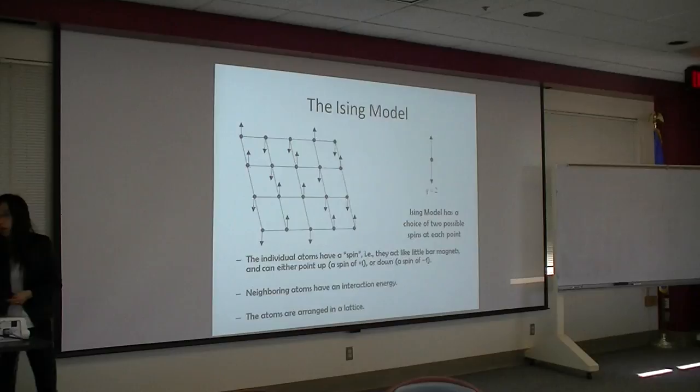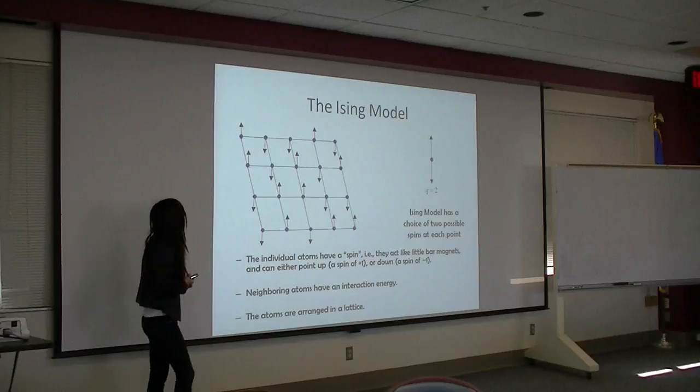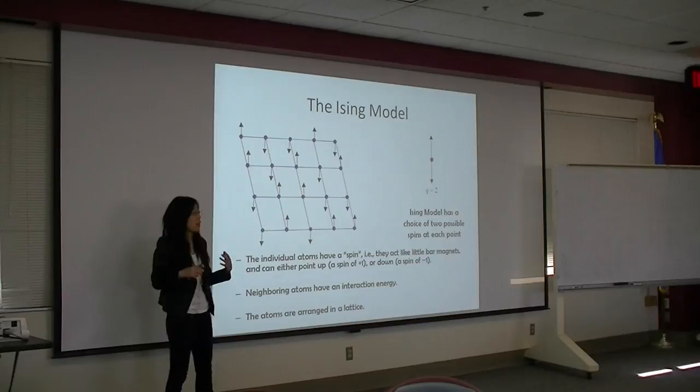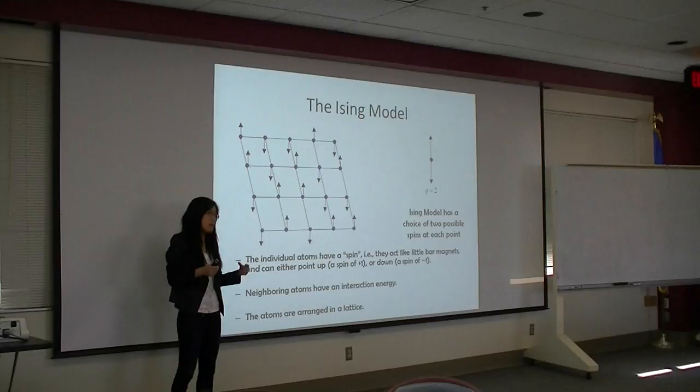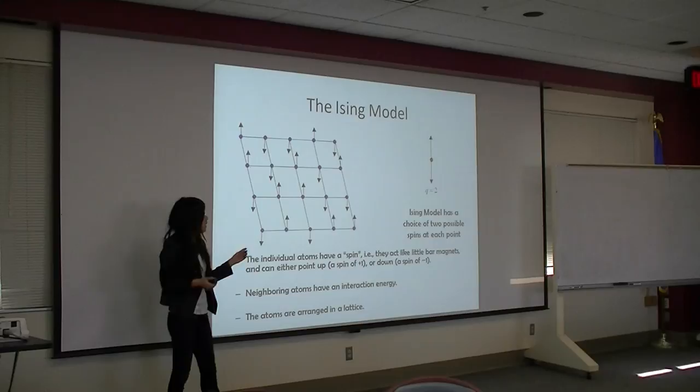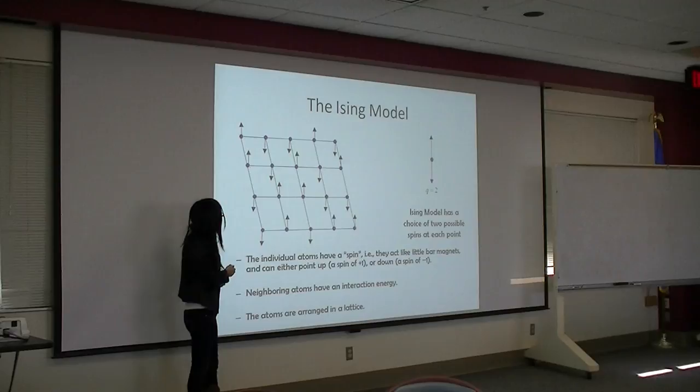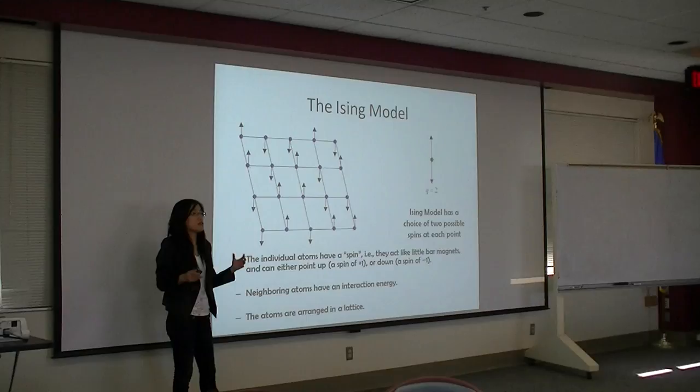Then we talk about what the Ising model is. Here, I also use ferromagnetism to describe the Ising model. Suppose we have a lattice of atoms, and each atom has a spin, and the spin can be one of two states. The atom can spin up or spin down. And here we also assume that the atoms only interact with the nearest neighbor atoms.